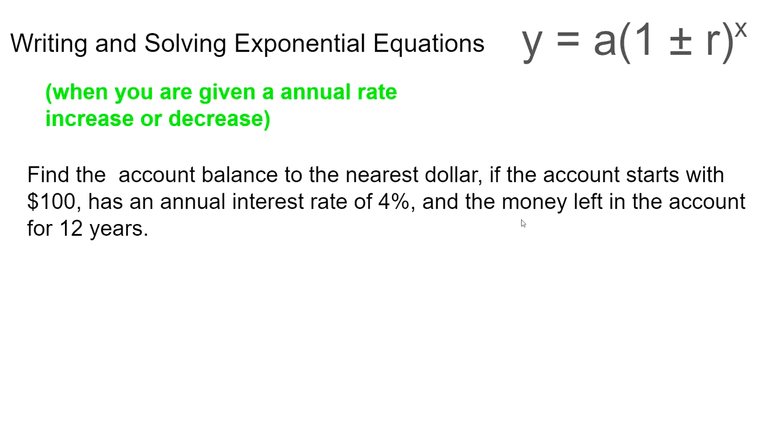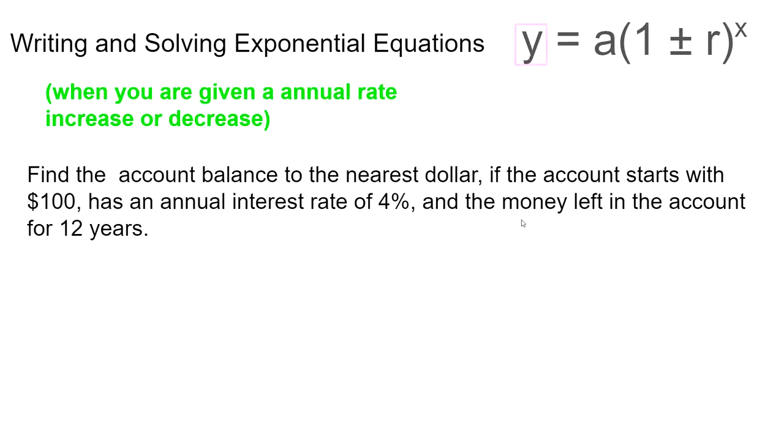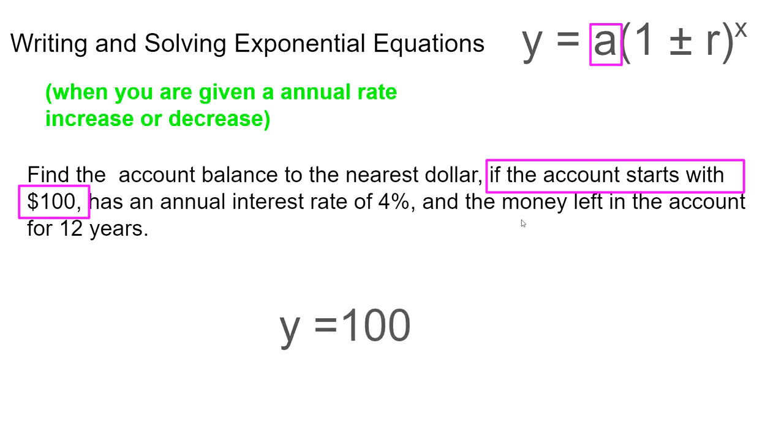Find the account balance to the nearest dollar if the account starts with $100, has an annual interest rate of 4%, and the money is left in the account for 12 years. Okay, well now again, you notice how they give us an annual interest rate of 4%? That tells us we're going to use this formula. And so now we're going to start at one end. We're looking for the ending amount. It says find the account balance, so that means we don't know what we ended up with. So we're going to now look for what we started with. Well, it says the account starts with $100. Okay, we'll put that in there.